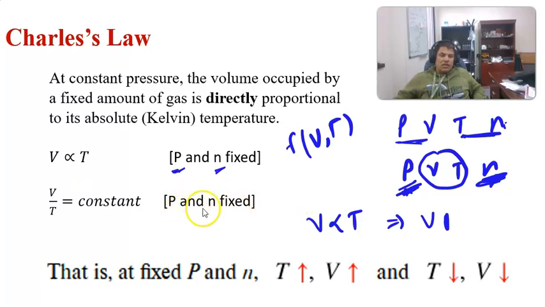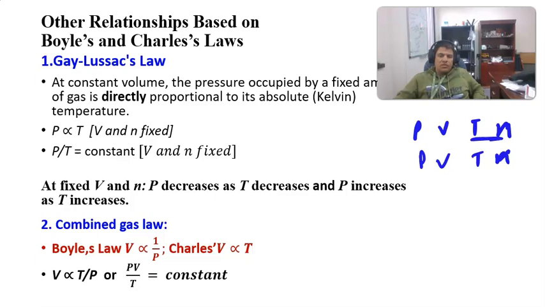So if you go back to Charles' law, look at the number of moles and the pressure: they are constant. Then this tells us that volume is directly proportional to T. That's Charles' law. So what about Gay-Lussac's law?